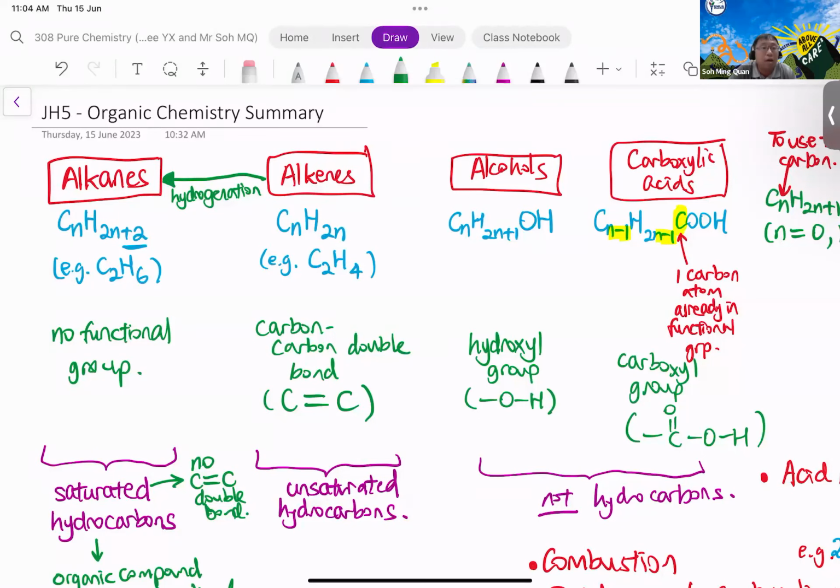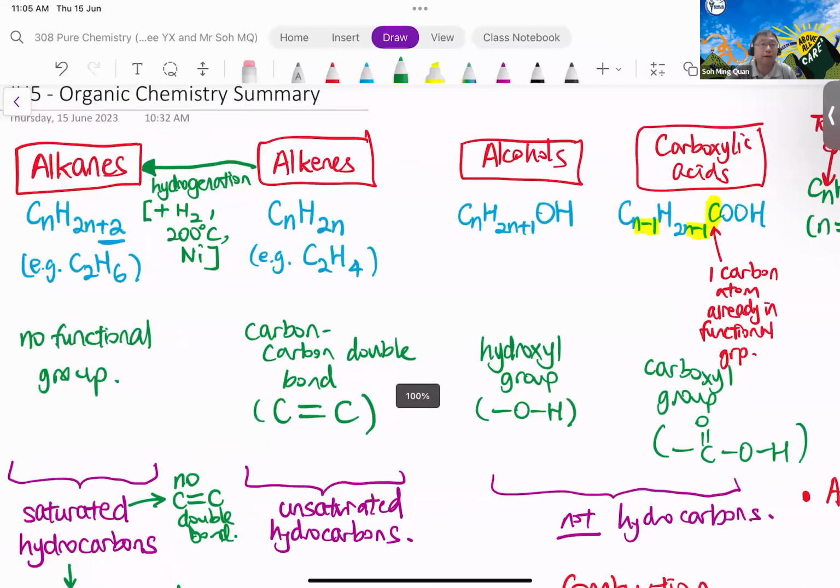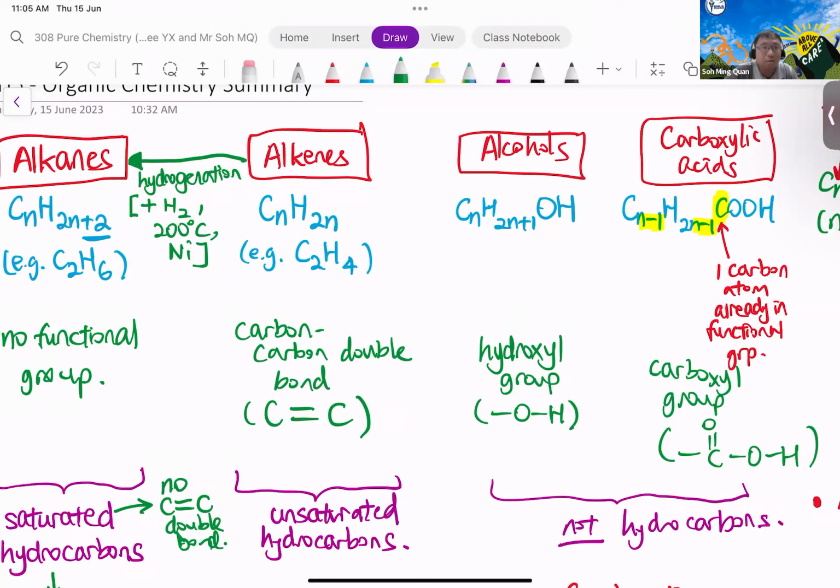Hydrogenation allows me to go from an alkene to an alkane, meaning I can go from ethene to ethane, from propene to propane, from hexene to hexane. And let's just recall what the conditions needed are. Firstly, we need to add H2. The conditions needed, 200 degrees, nickel catalyst. That's hydrogenation. Okay, so that's how we go from alkene to alkane.